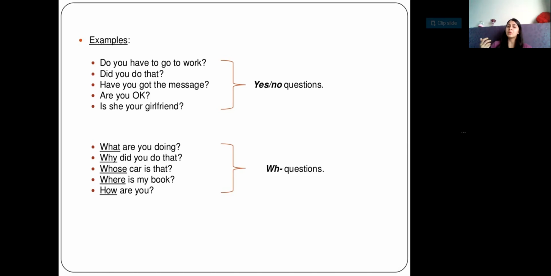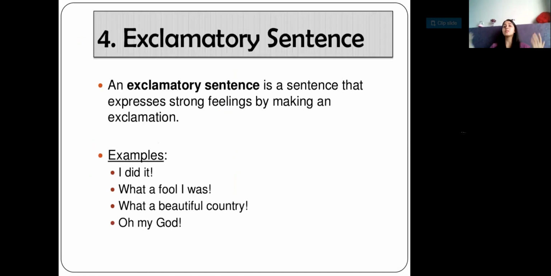How are you? I'm not that good, I've just been vaccinated, so I'm not feeling that well. Maybe yes, it is protective, so yes, I'll get better, right? Hopefully. So these are the WH questions. You understood the difference between a yes and no question and a WH question. That's the only difference: there you get a yes or a no, and here you have to give a full sentence. All right, let's go to exclamatory sentences.